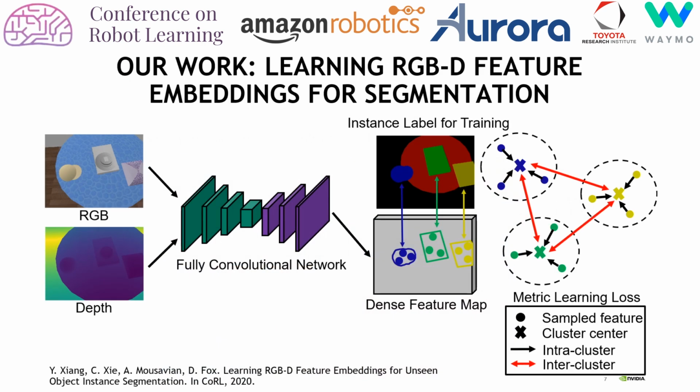We introduce a novel method to learn RGB-D feature embeddings for unseen object instance segmentation. In our method, a fully convolutional network is applied to extract a dense feature map from an RGB-D image, one feature embedding for each pixel. In training, our goal is to learn feature embeddings such that pixels of the same objects are close to each other and pixels of different objects are separated in the embedding space. We apply a metric learning loss to learn the embeddings.